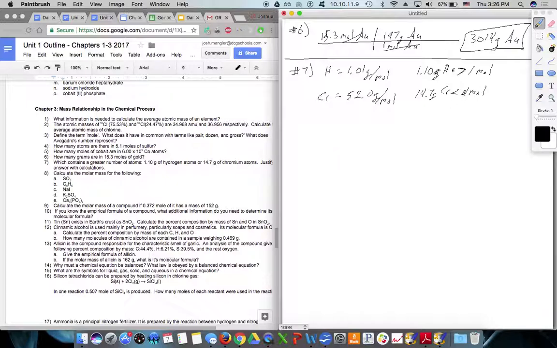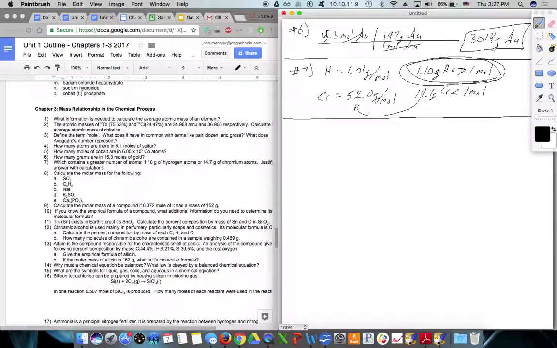So that's your justification. You have a larger number of atoms here because you have more than a mole. And we know the mole is 6.02 times 10 to the 23rd, less than that value here, because it's a much smaller number than our 52.